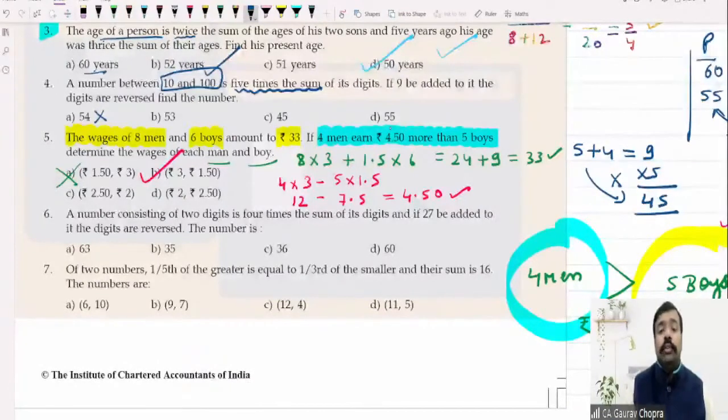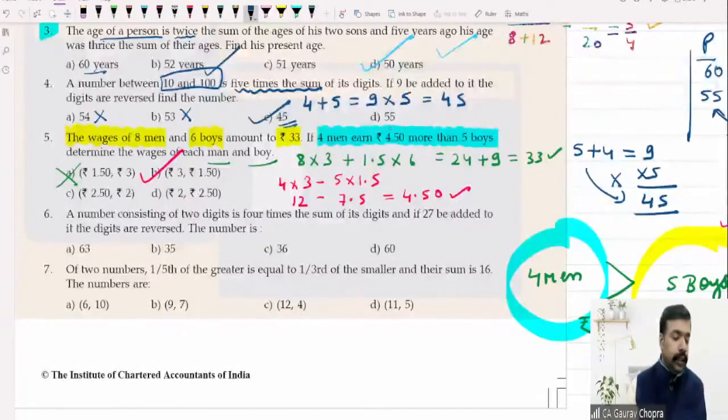When we check the second option, 53, 5 plus 3 is 8. 8 into 5 is 40. So 40 is also not getting matched. All right. When we check the third one, that is 45, 4 plus 5 becomes 9, and 9 into 5 is exactly 45. Hence, option number C is correct. So what we have to do, we have to find out the sum first and multiply the sum with 5. If the number is same, that means that option is absolutely correct.